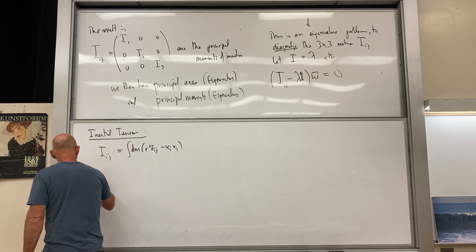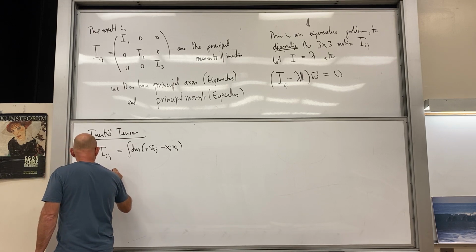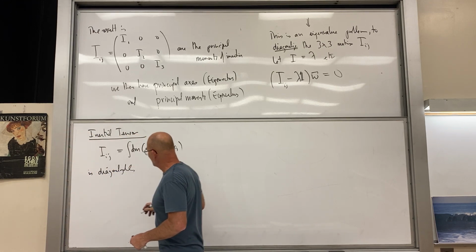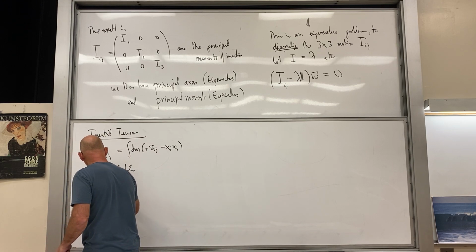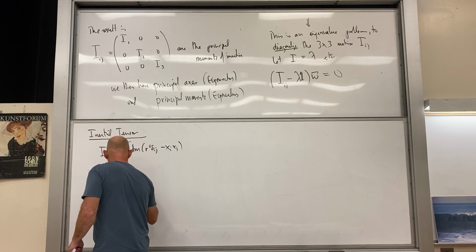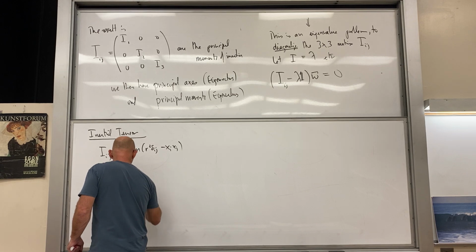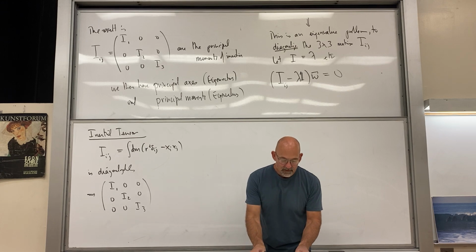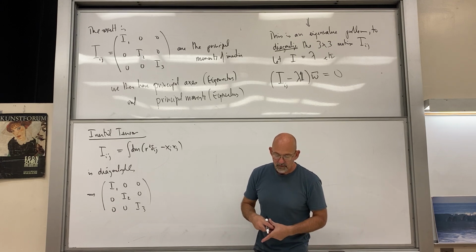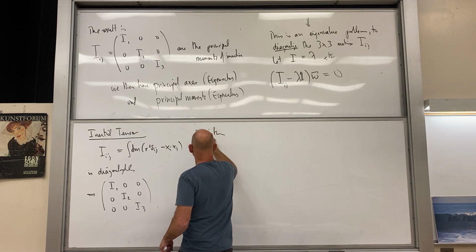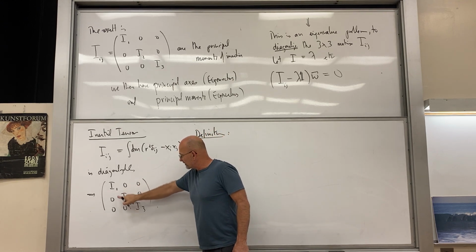So it's diagonalizable. And therefore it can always be written like I have up there, 0, 0, 0, I3. So now we have a number of different cases and definitions. And that has to do with the relative values of these.